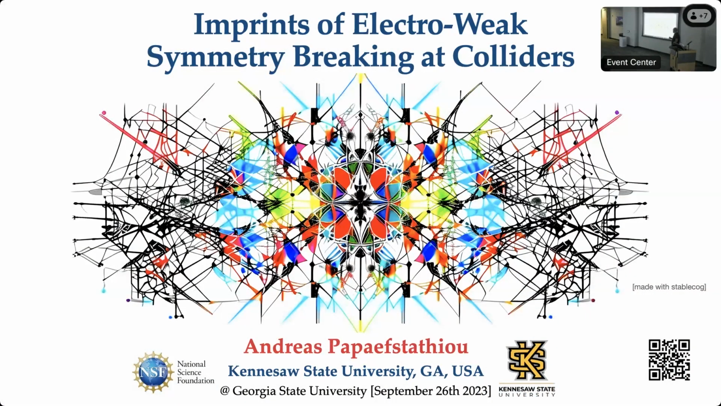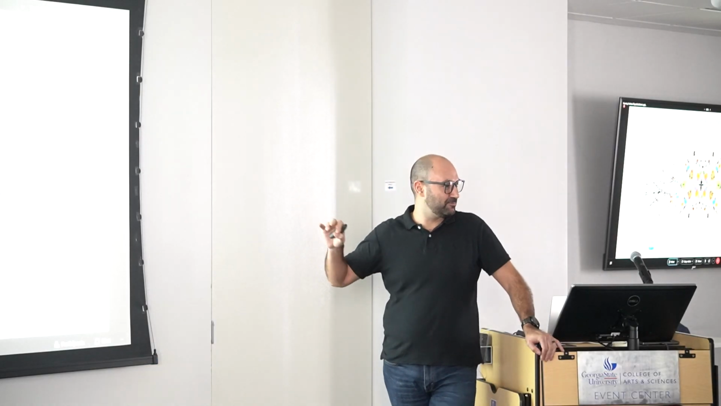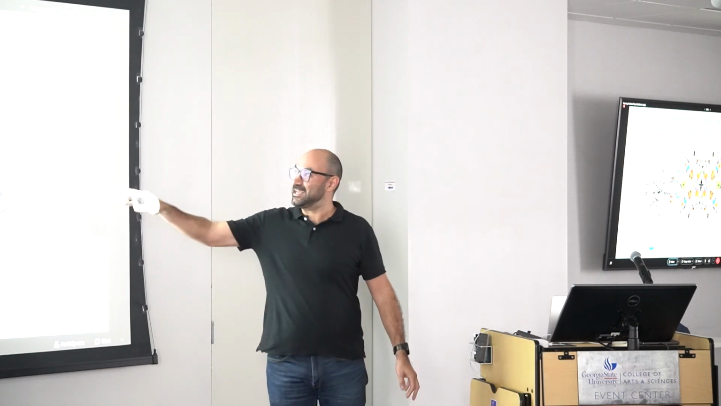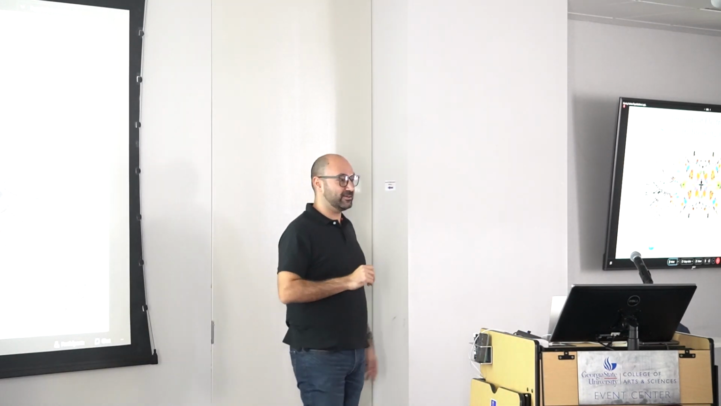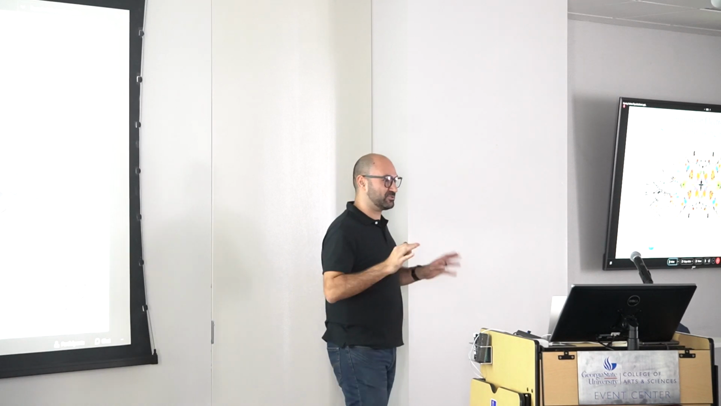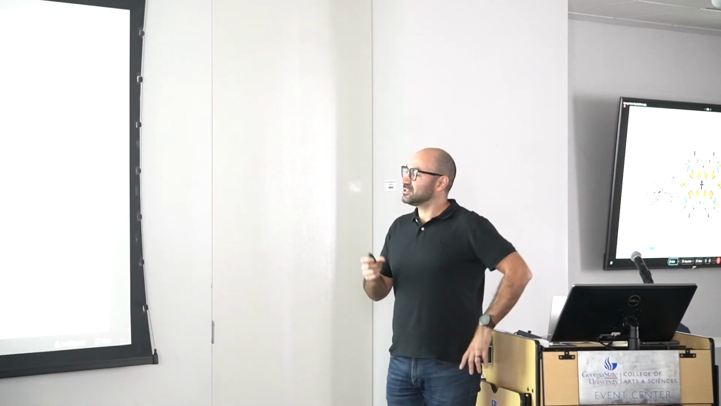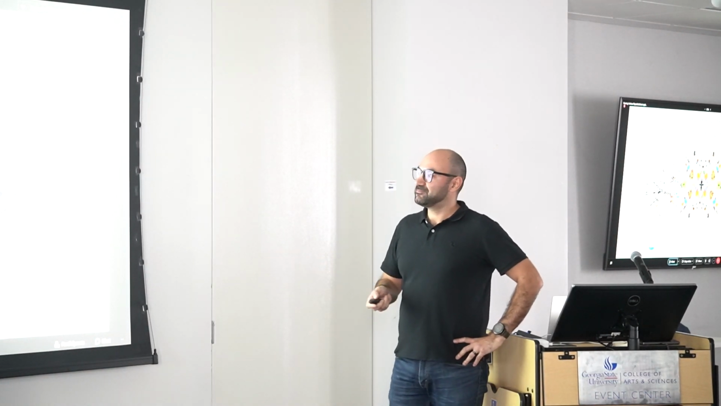So this is basically a representation of the title as generated by an AI with some additional prompts. So, this is Imprints of Electro-Weak symmetry breaking at colliders with a white background or something like that, abstract art. So this is what I got in this table called.